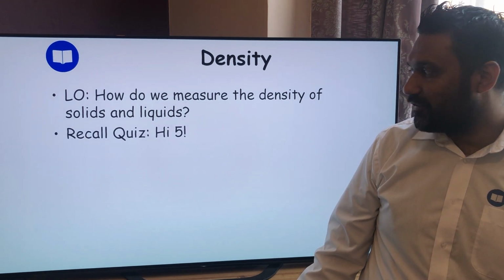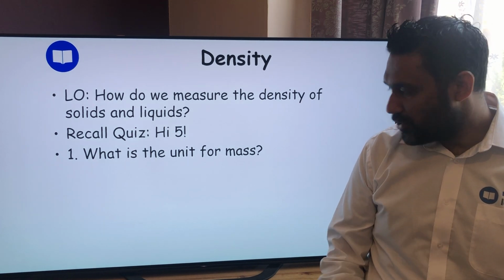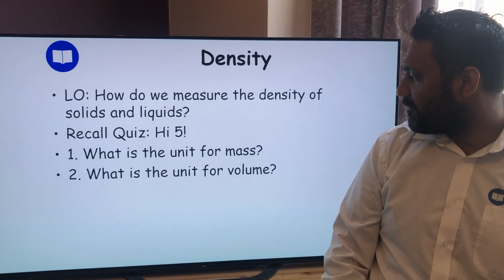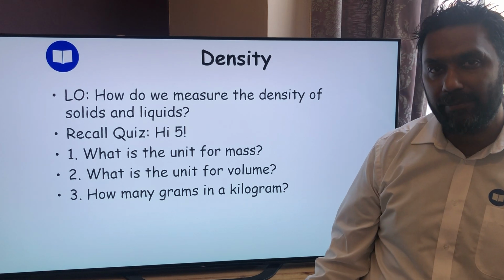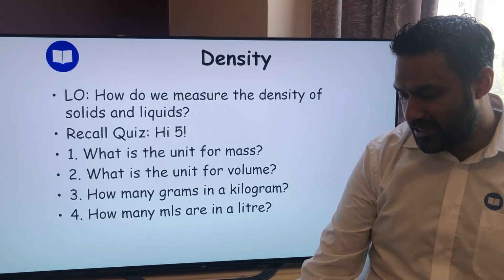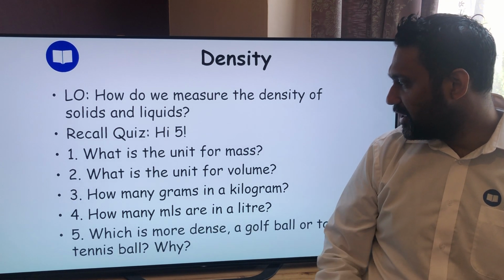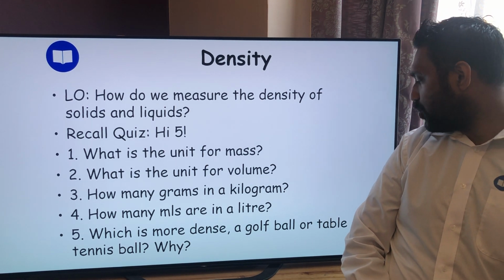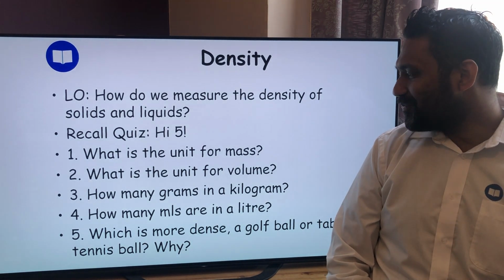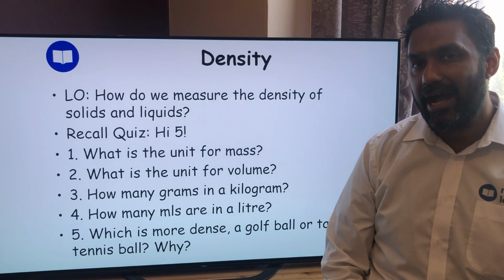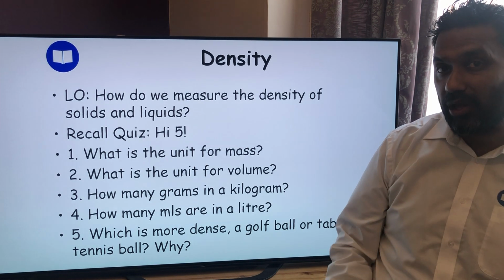Recall quiz, obviously, you want to get your virtual high five. So number 1, what is the unit for mass? Number 2, what is the unit for volume? Number 3, how many grams do you get in a kilogram? Number 4, how many milliliters are in a litre? And number 5, which is more dense, a golf ball or a table tennis ball, a ping pong ball, or sometimes people call it whiff waff, and why? If you press pause on the video, have a go at answering those questions. And when you've unpaused it, we'll go through the answers now.